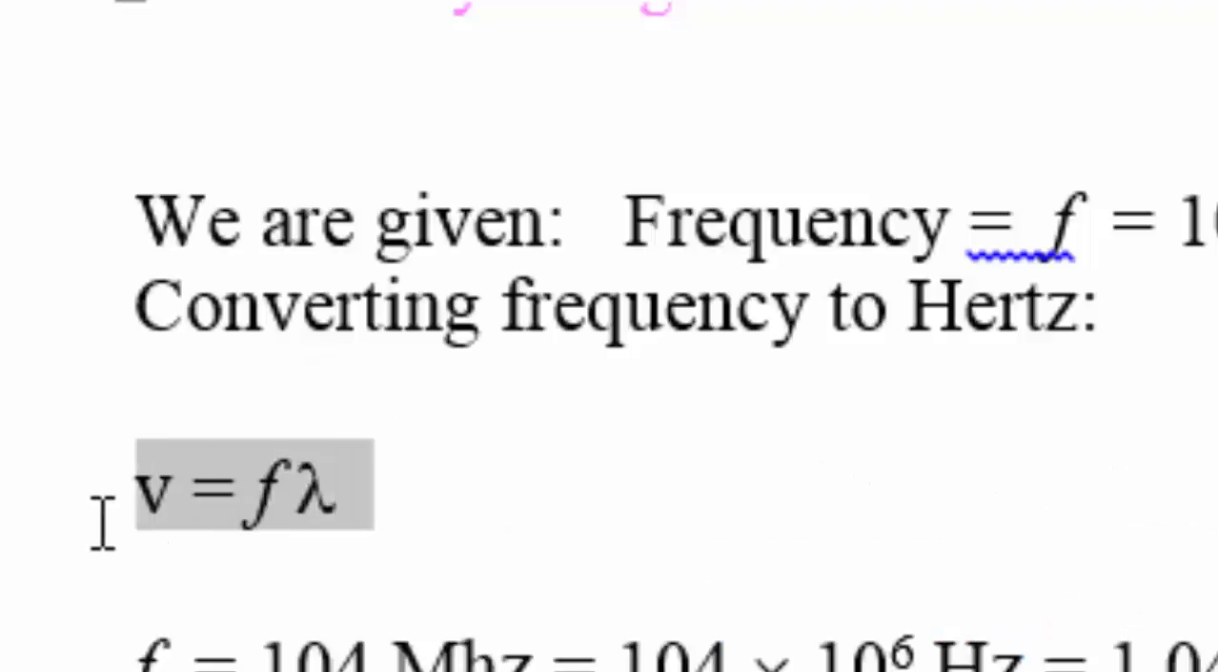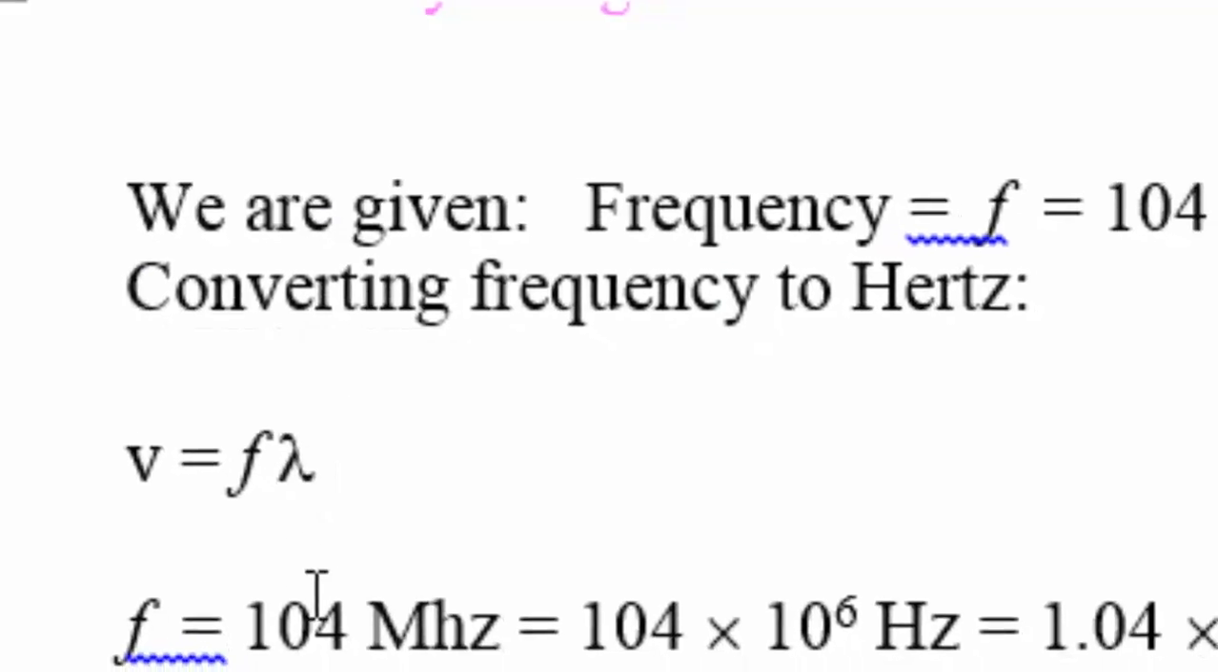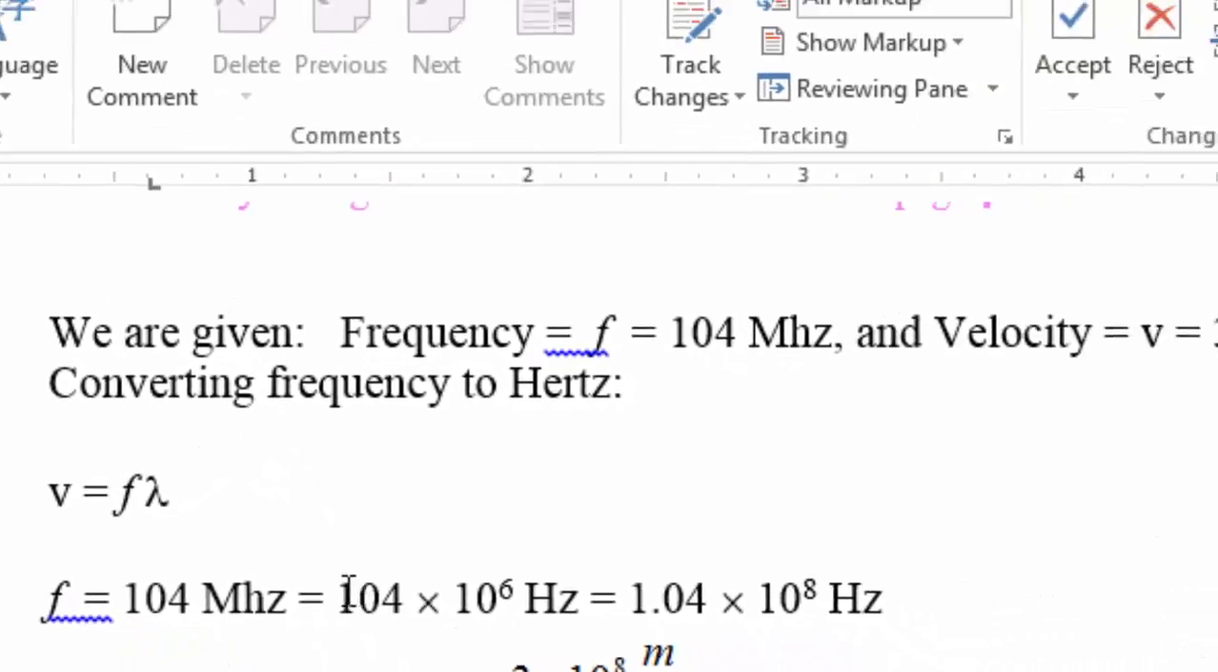This is the equation we have to use. Now here we are given the frequency and we are given the speed. We know the speed, so we need to rearrange the equation to solve for the wavelength, and we have to make sure that we write the frequency in hertz.